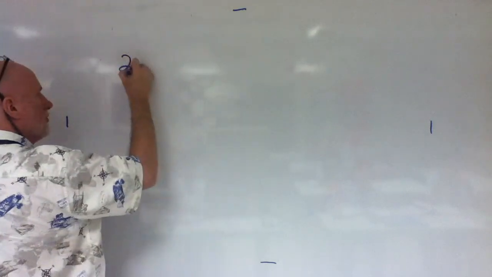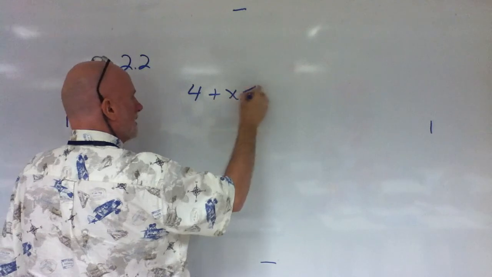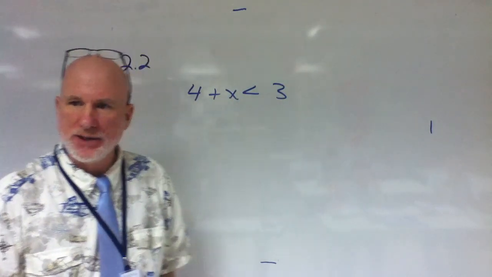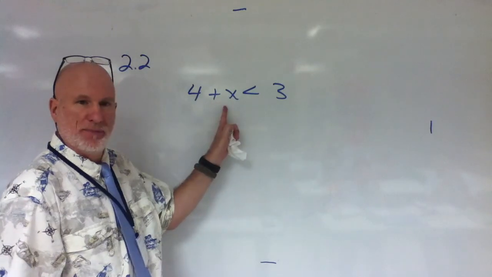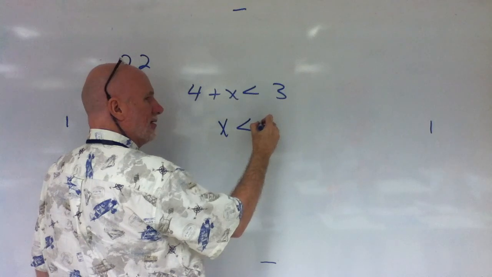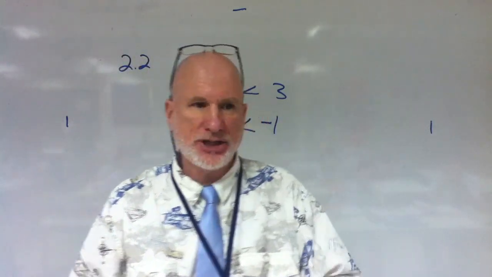Section 2.2: you solve 4 plus x is less than 3. What would the answer be to that inequality? It would be x is less than negative 1. Easy to do.